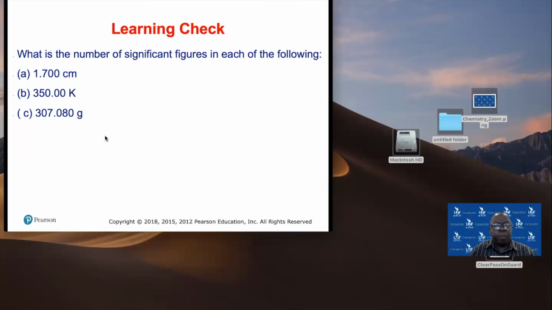So these are the problems you will encounter in a quiz or exam. What is the number of significant digits in the following? The zeros here do count. 1, 2, 3, 4, four significant digits. 1, 2, 3, 4, 5, five significant digits. And here 1, 2, 3, 4, 5, 6, six significant digits. With practice, you nail it down. This is maths, it's a concept you need to know.